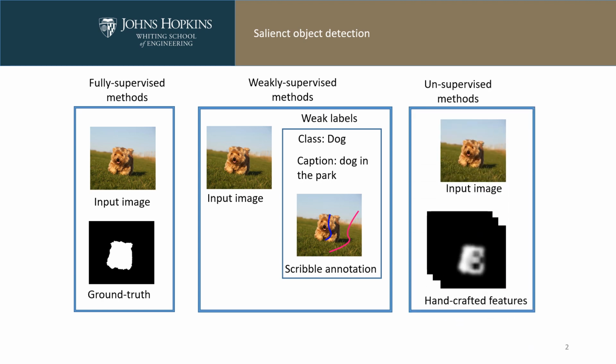On the other hand, unsupervised methods use handcrafted features to generate the pseudo labels and update the network weights to perform the saliency object detection task. But these handcrafted features might not be robust enough to the noises and might hinder the performance of the saliency object detection task.